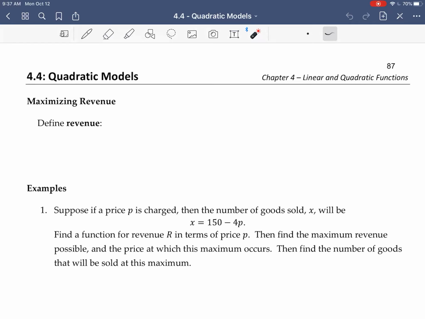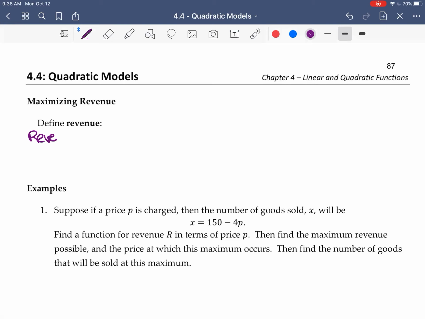In this video, we're going to talk about quadratic models. There's lots of things that we can model with the quadratic function. We're first going to start with maximizing revenue, so modeling revenue with a quadratic function. Let's first define revenue.